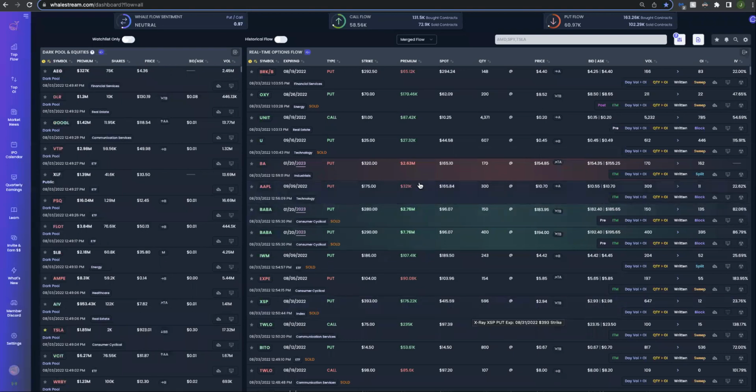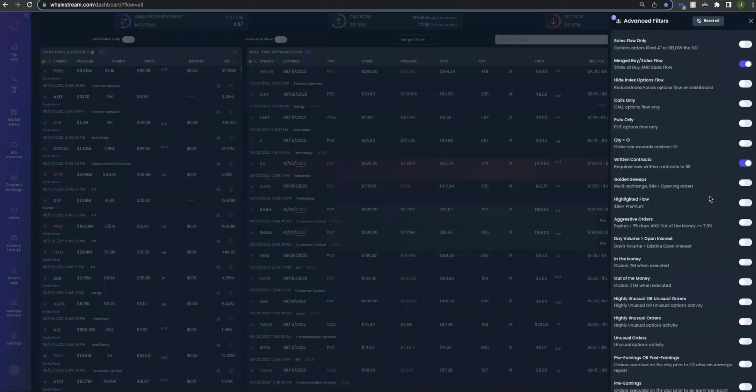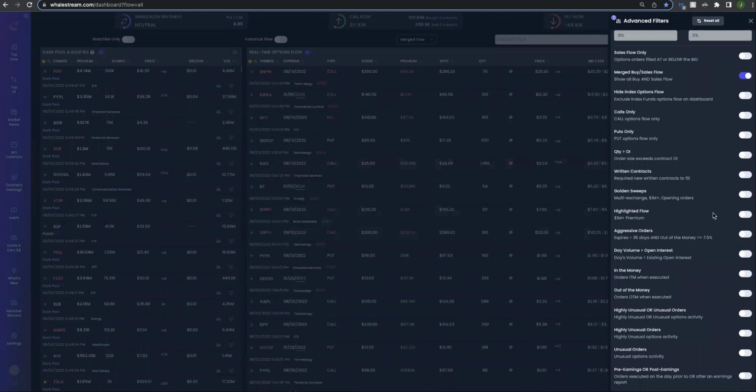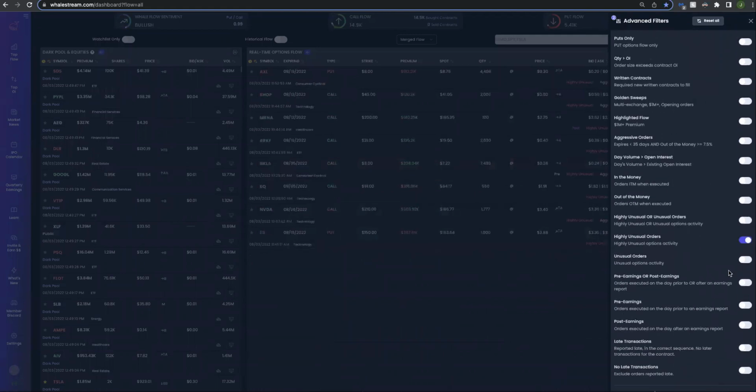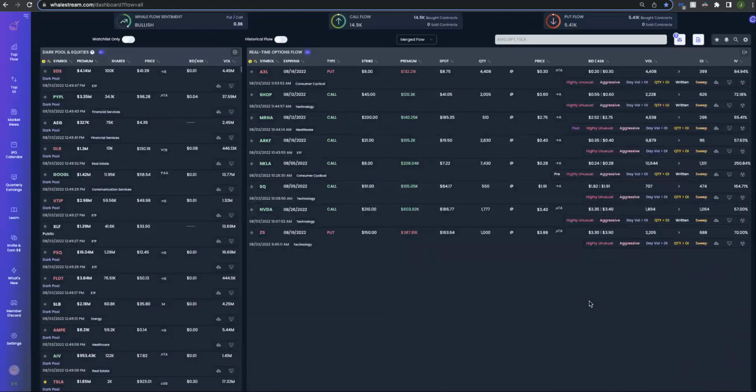But then we have a lot of different ways you can filter it. Like I said, some of the things like written, but our highly unusual is something that all of our users love, which has very, very strict parameters that need to be met in order to be flagged. And it is a proprietary formula, but I can kind of tell you a little bit of some of the things that we do look at.